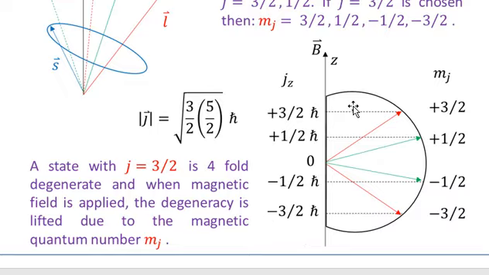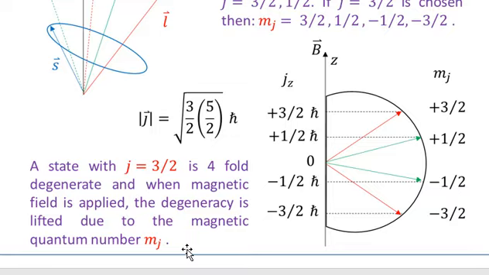Again, the Jx and Jy components will be averaged out during this precessional motion. So a state with J equal to 3/2 is four-fold degenerate. That is, the J value is split into 4 sub-values in the presence of the applied magnetic field. So in the presence of the applied magnetic field, the degeneracy is lifted, which means that J is now going to depend upon further splitting through the mj values. This degeneracy lifting is due to the total magnetic quantum number mj of the atom.